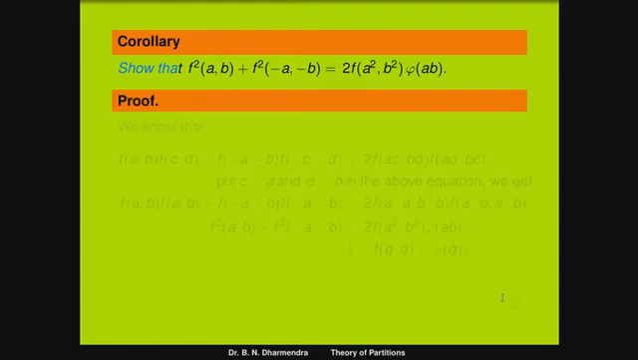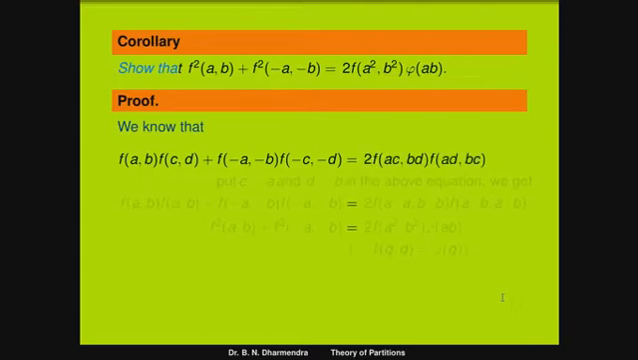You know the previous result. The proof: the terms f(a,b) f(c,d) + f(-a,-b) f(-c,-d) is equal to 2 f(ac,bd) f(ad,bc). So in the terms, the proof is very clear.